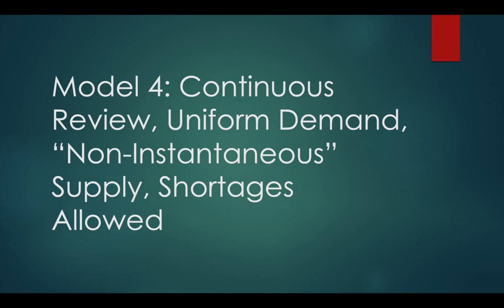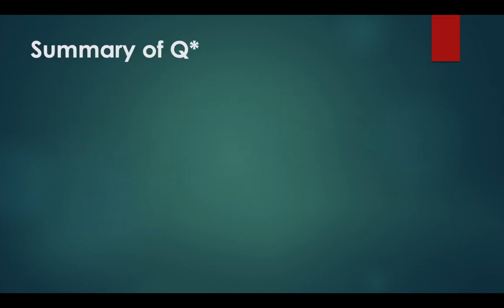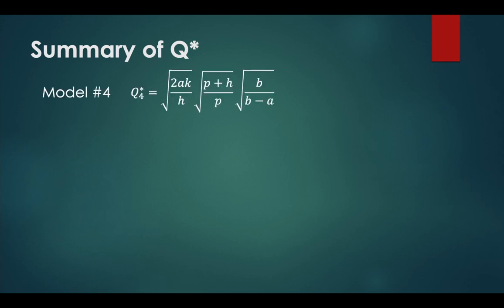Now, I want to give you a summary of all the Q stars, or the optimal order quantity Q, for all the 4 models that we were able to formulate. Okay? To start with, let me start with model number 4. Your Q4 star, or the optimal order quantity of model number 4, is equal to square root of 2AK over H, square root of P plus H over P, square root of B over B minus A.